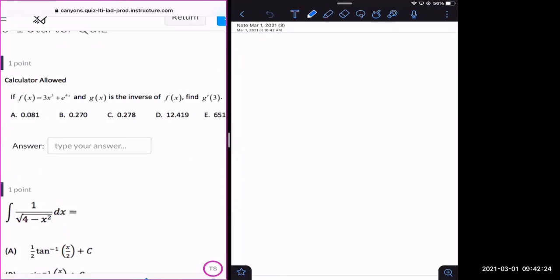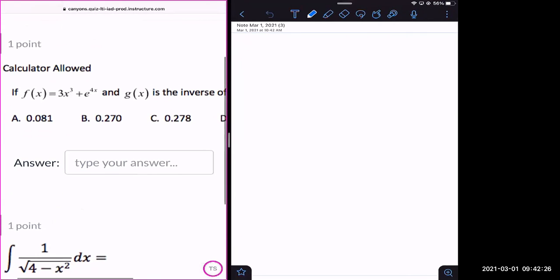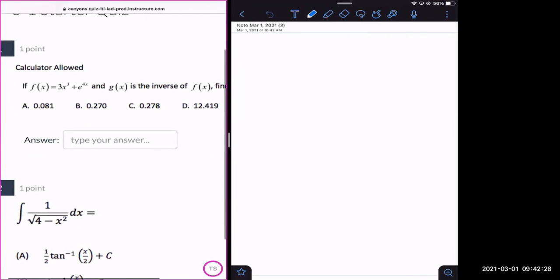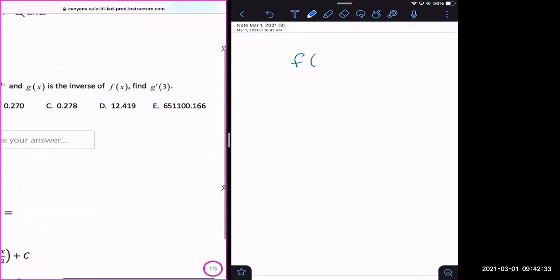So they're telling us that we have this function f of x. They're saying g is the inverse. That means if f goes through the point AB, then g goes through BA. So we know the x and the y switch on an inverse function. They're asking us to find g prime at 3. So that tells us that the x coordinate of g is 3. So therefore 3 is the y coordinate of f.